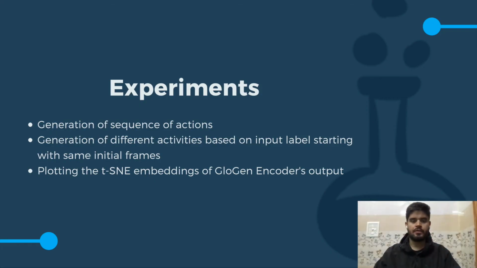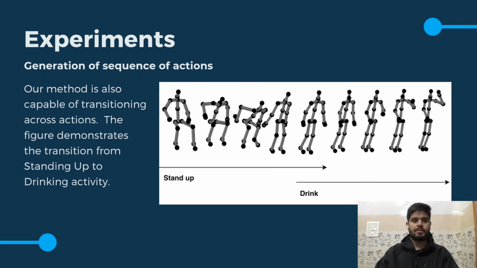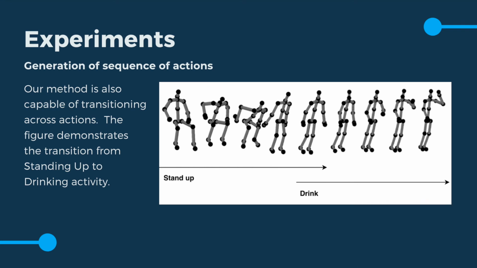To check the efficacy of our method, we perform several experiments such as generation of sequence of actions, generation of different activities based on input labels starting with the same initial frames, and plotting the TSNE embeddings of GlocalGen encoder's output. Using the same set of sparse initial poses, our method can generate different types of activities based on the input class label. The figure depicts two such activities, drinking and standing up, that were synthesized from the same set of initial poses. Our method is also capable of transitioning across actions. The figure demonstrates the transition from standing up to drinking activity.